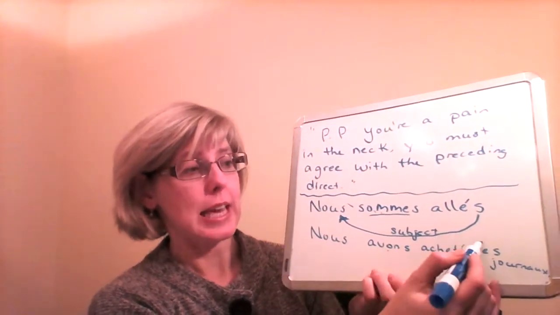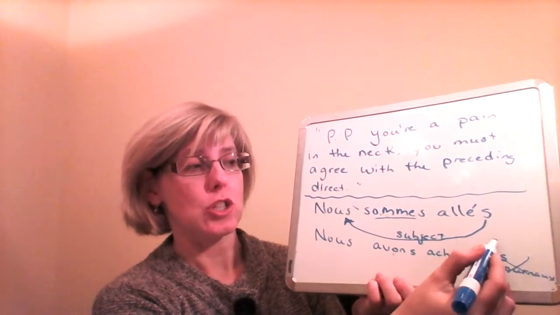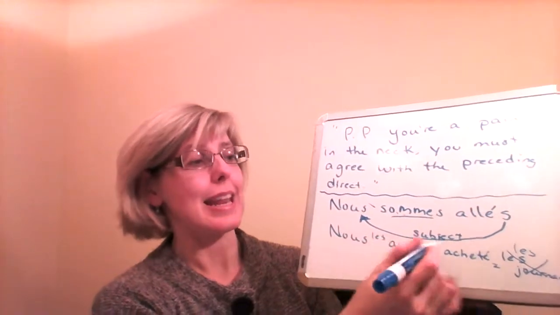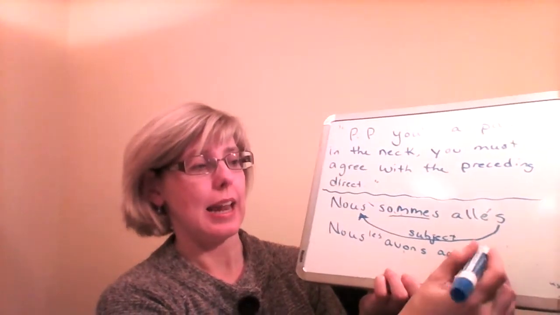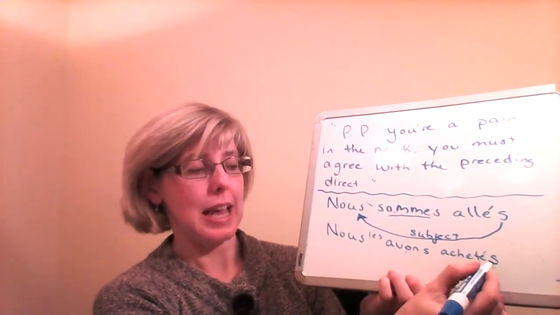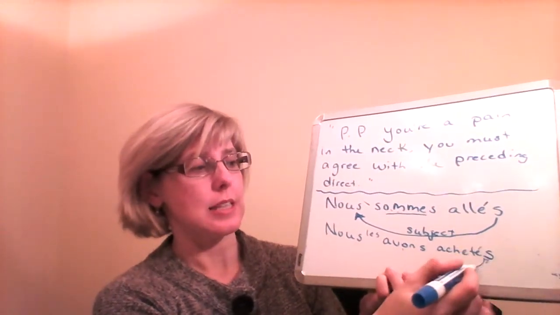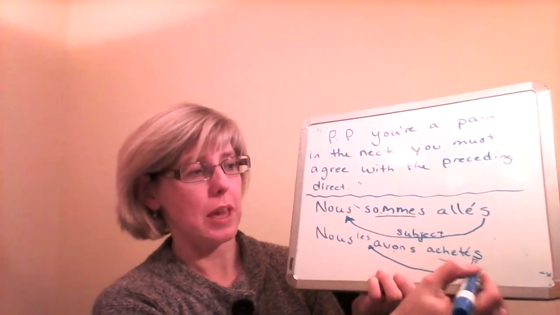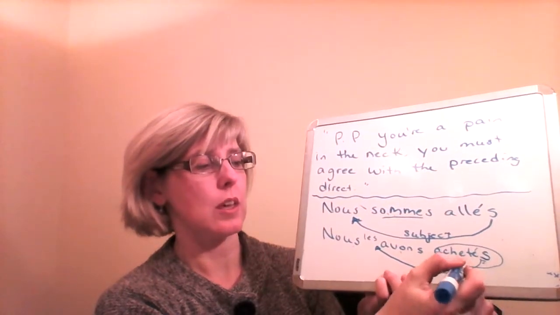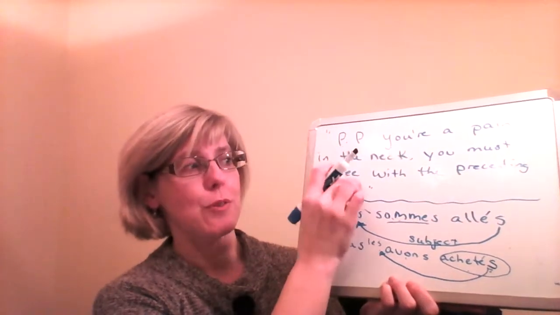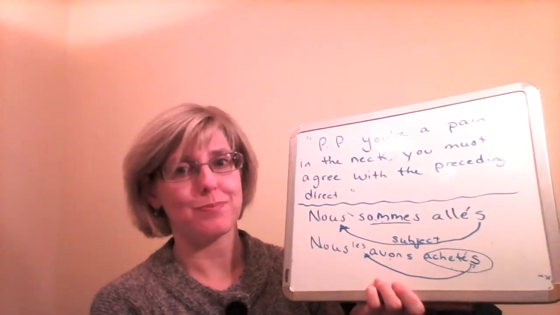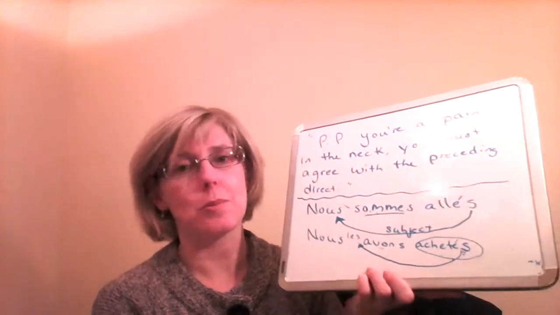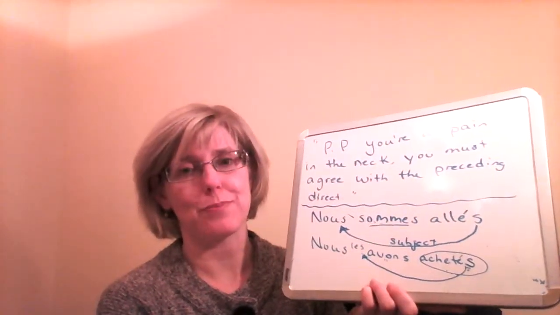But if I were to take out les journaux and change it to a direct object and say we bought them and put that right here, now I have an agreement and I have an S. But does that S match the nous? No. This S matches les. So pay, pay, you're a pain in the neck, you must agree with the preceding direct. That refers to avoir verbs, not to être verbs. But when we're using direct objects in this chapter, the verbs are always going to be avoir because you can't have a direct object with an être verb.